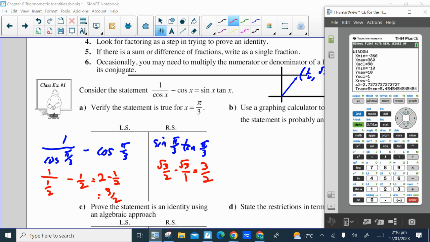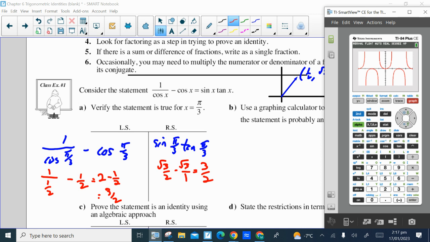So when I hit graph now, it'll graph y1 first, and then really fast, it'll graph y2. And it should be over top of y1. And so on this calculator, you'll see a different color for the second equation. So when I hit graph, it's going to happen fast. There's the first one, and the second one is drawn right over top of it. So what this shows us is that this statement is probably an identity.